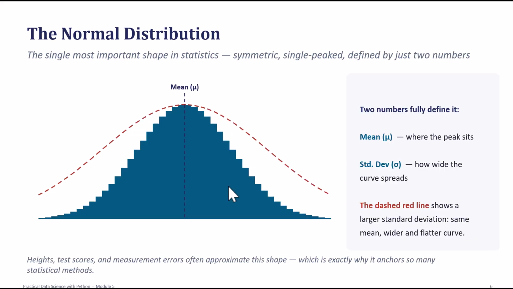The normal distribution gives us a symmetric shape. Ideally, it's the single most important shape in statistics: symmetric, single peaked, and defined by just two numbers. What are the numbers? The mean and the standard deviation. The mean is where the peak sits, and the standard deviation is how wide the curve is. You can see the red dashed line here showing a larger standard deviation, same mean, a wider, flatter curve. So that is the sample.